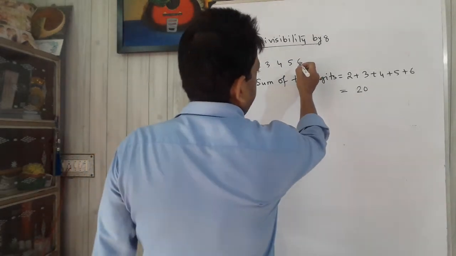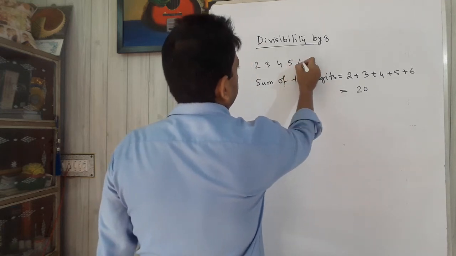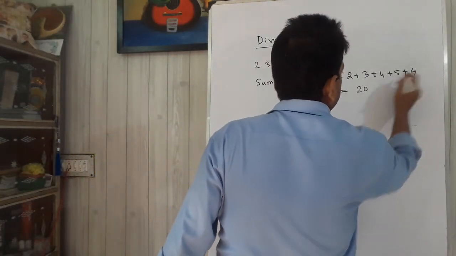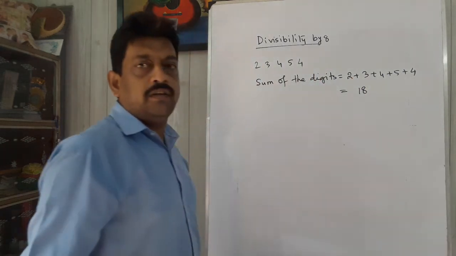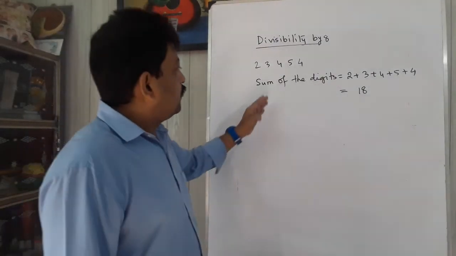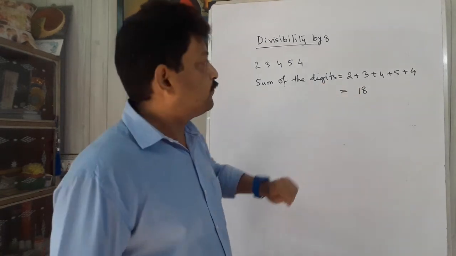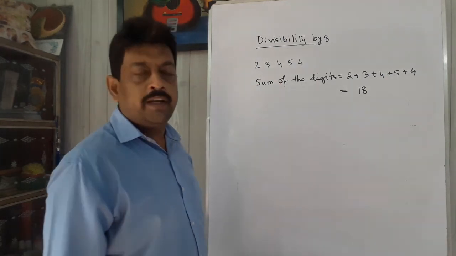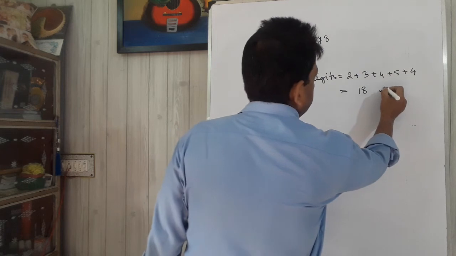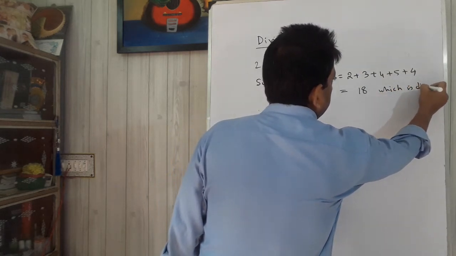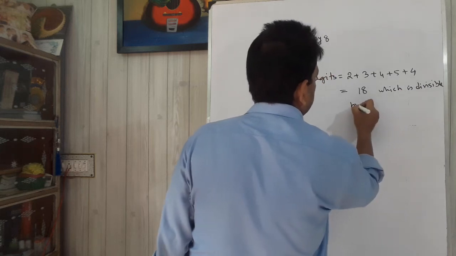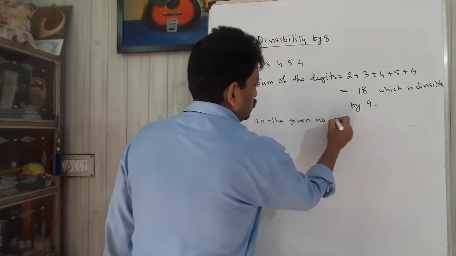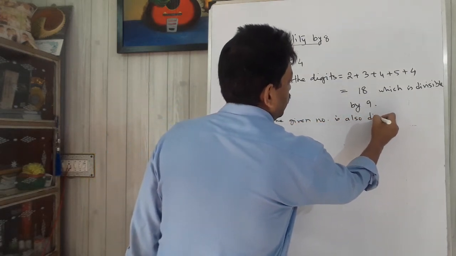So let me change this number, make it 4. Now what is the sum of the digits? Sum of the digits is 18. Okay. So here the sum of the digits is 18. Therefore the rule says if the sum is divisible by 9, then the given number is also divisible by 9. Therefore we can say 18 which is divisible by 9, so the given number is also divisible by 9.